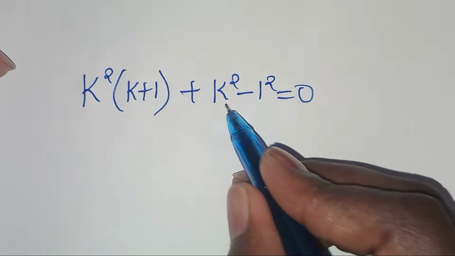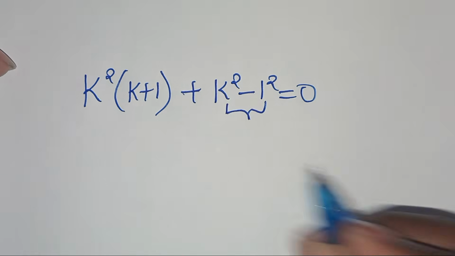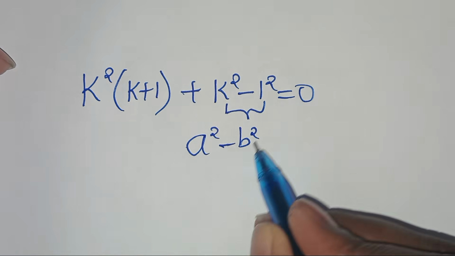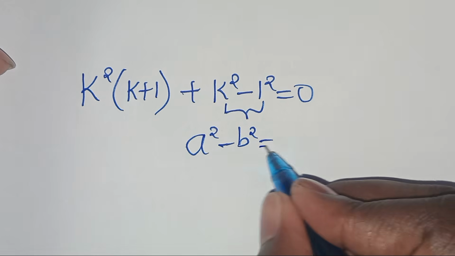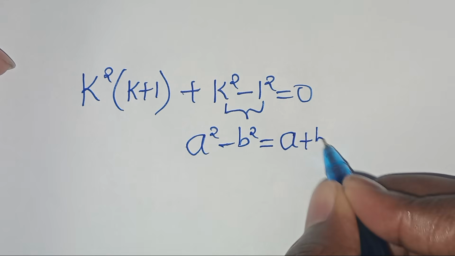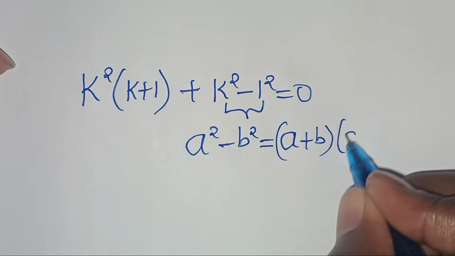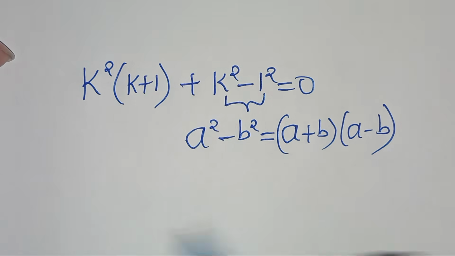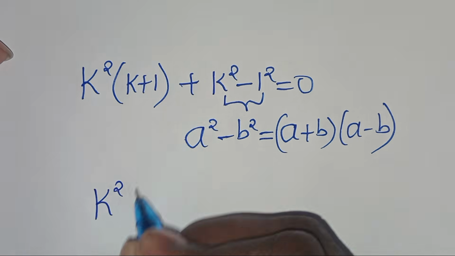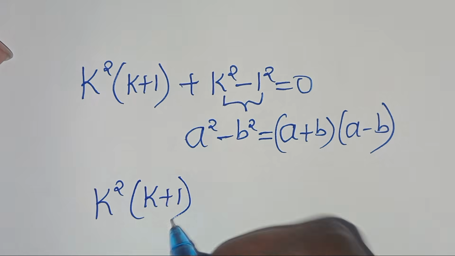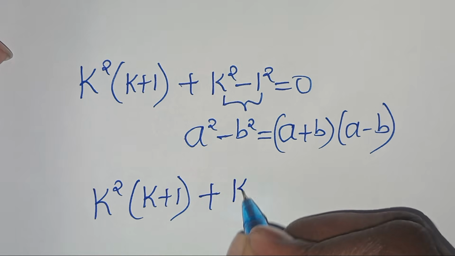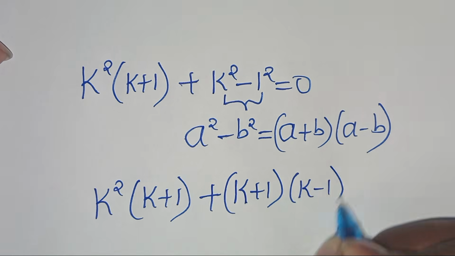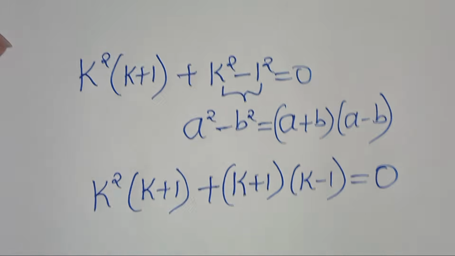Now we have that k squared minus 1 squared. This is in the form of a squared minus b squared. This is the difference of two perfect squares, that can be expressed as a plus b multiplied by a subtract b. Applying this identity, then we have k to the power of 2 multiplied by k plus 1. Then plus, this is k plus 1 multiplied by k subtract 1. This is equal to 0.